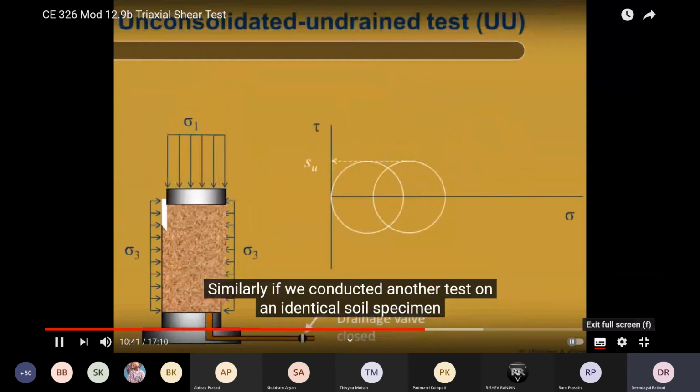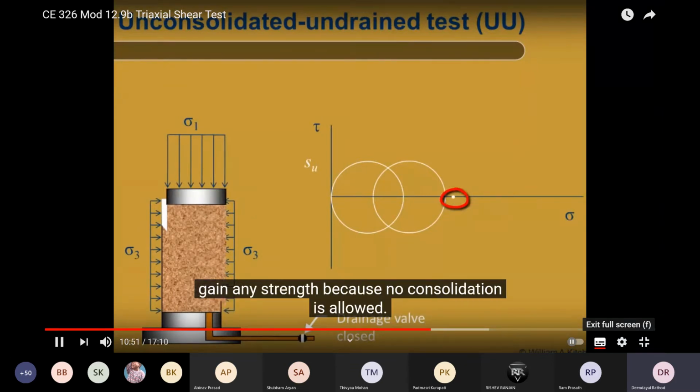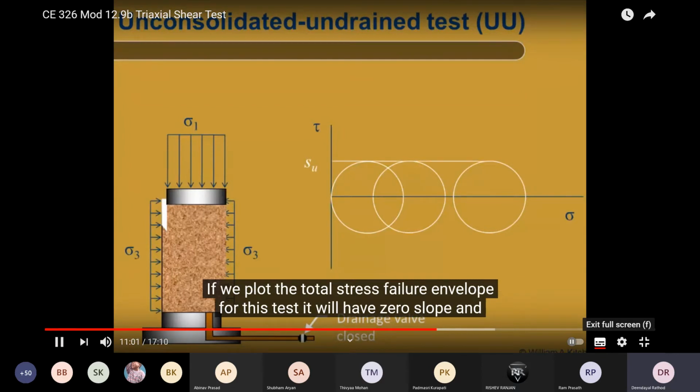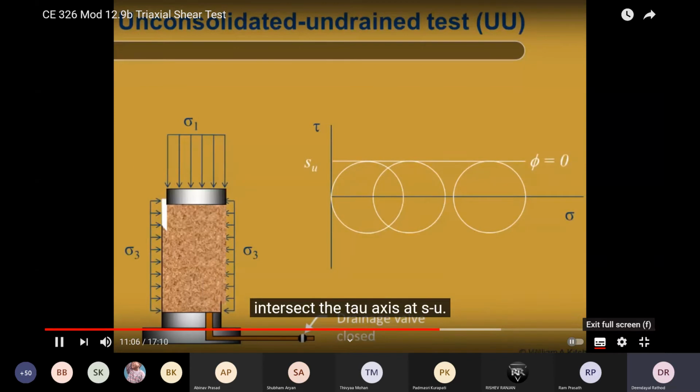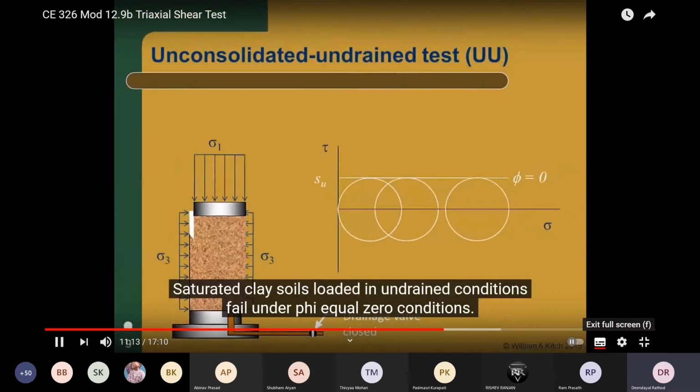Similarly, if we conduct another test on an identical specimen, but raise sigma 3 during the consolidation to the point shown, the soil still would not gain any strength because no consolidation is allowed. This third test would also have the same undrained strength as the 2 previous tests. If we plot the total stress failure envelope for the test, it will have 0 slope and intersect the tau axis at SU. This is known as the phi equals 0 condition. Saturated clays loaded in undrained conditions fail under phi equals 0 conditions.